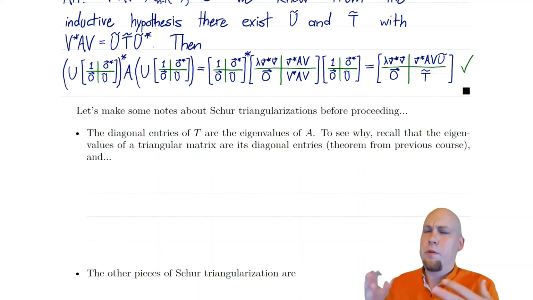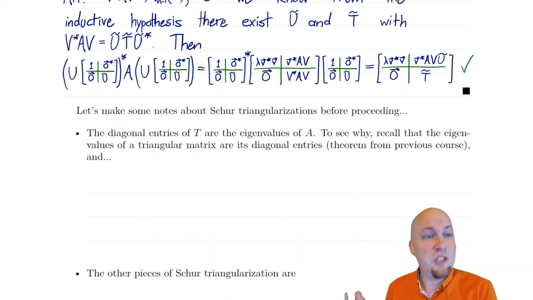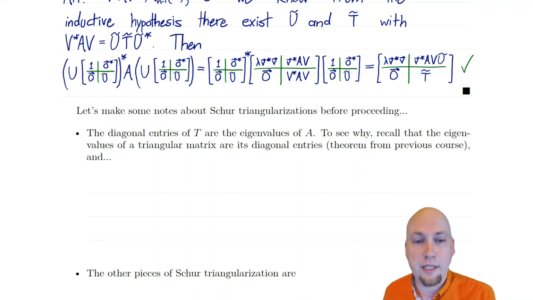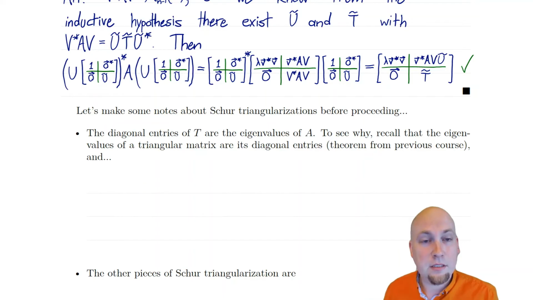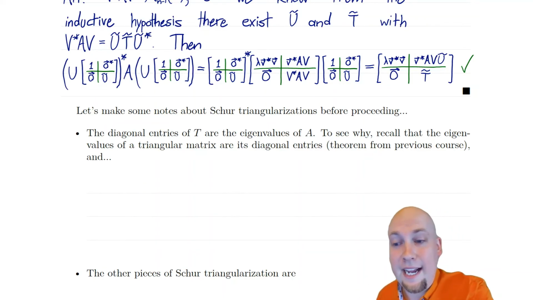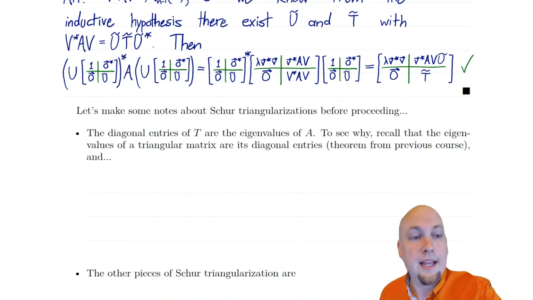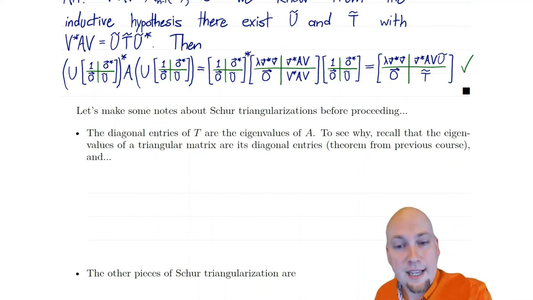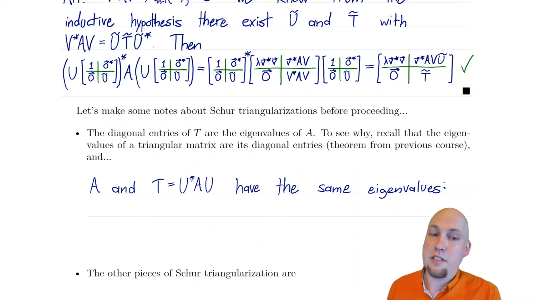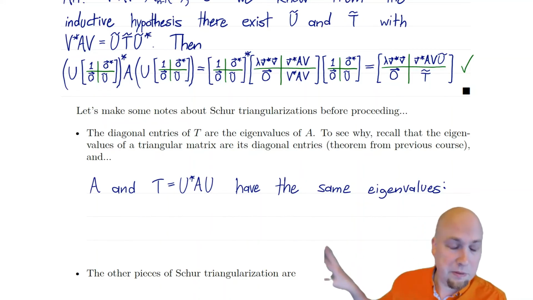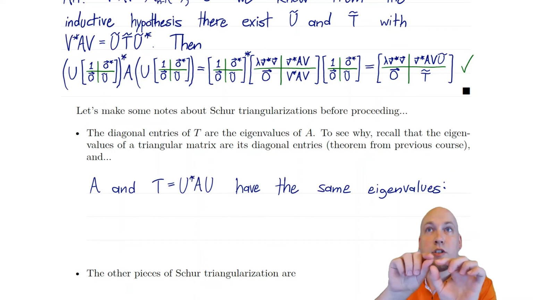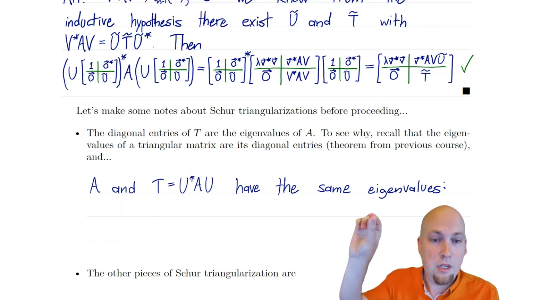Before we proceed to see what other things we can do with this theorem, let's make a whole bunch of notes about it to try to get a little more comfortable with it. The first thing you really have to remember about this theorem, and it's really important, is that the entries on the diagonal of the triangular matrix in this Schur triangularization are the eigenvalues of the matrix A. The reason is that the eigenvalues of a triangular matrix are always its diagonal entries. This is something we learned in the previous course.